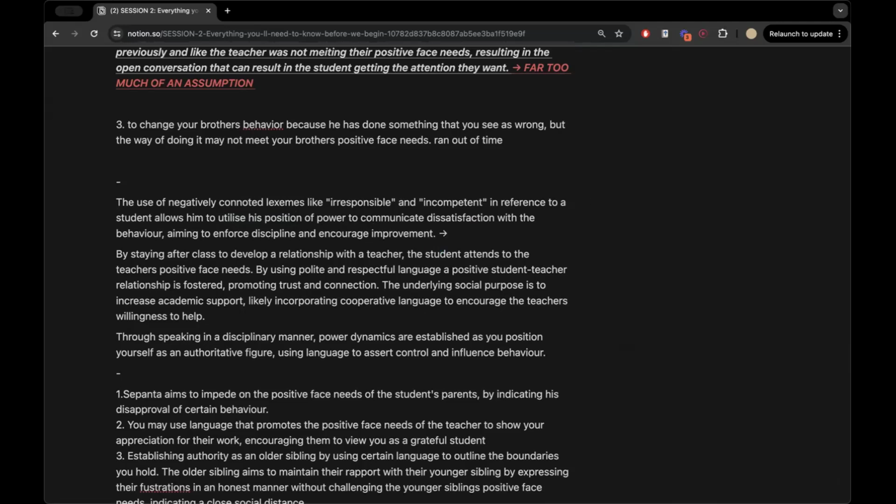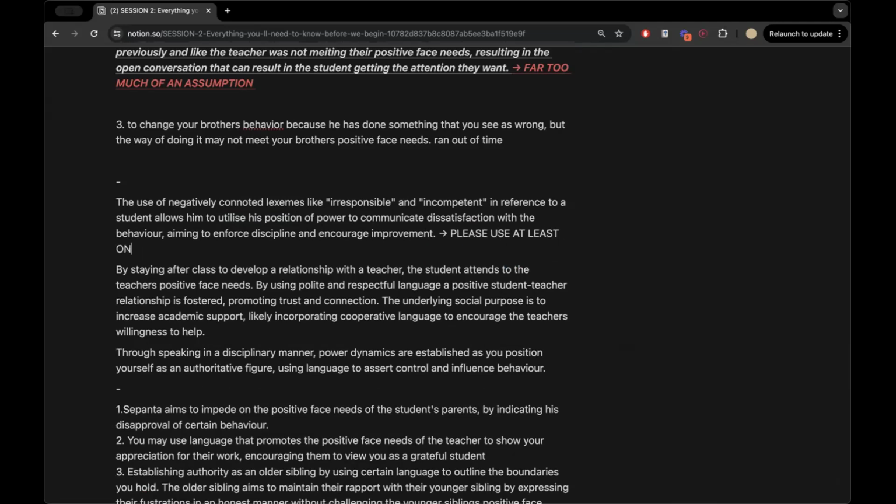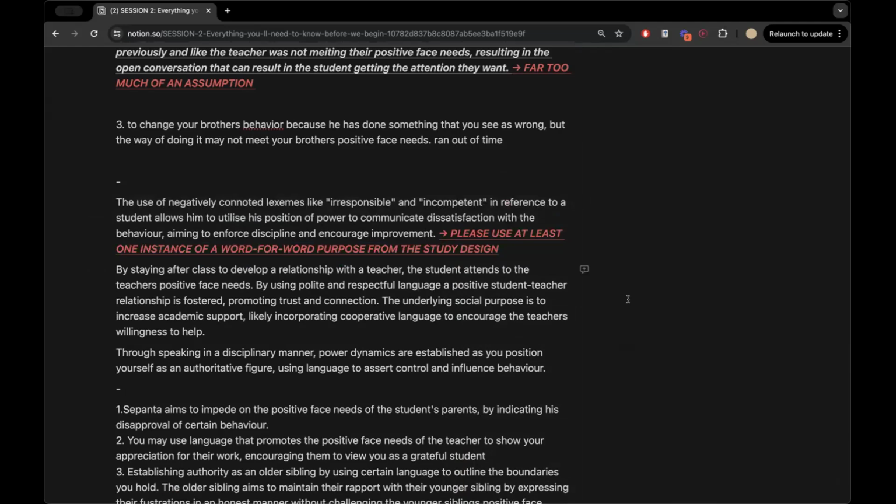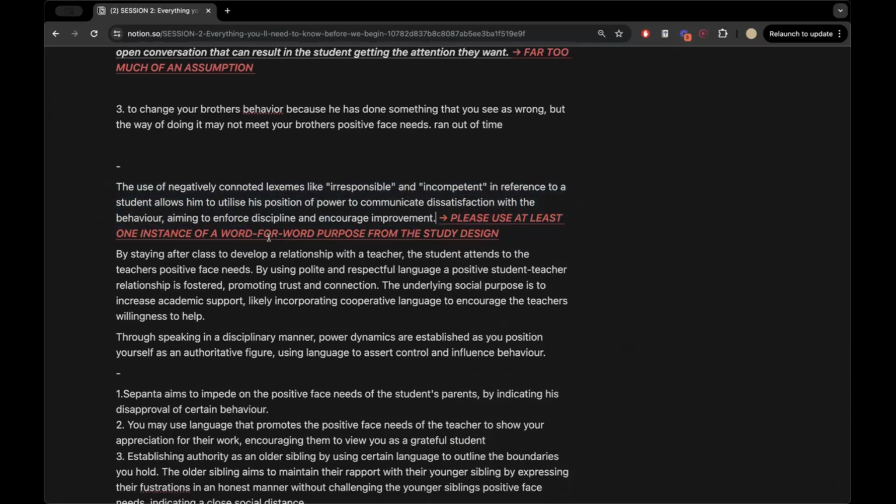What I would have preferred, though, is please use at least one instance of word for word purpose from the studies. Just one instance of a word for word purpose, right? This is really good, but I needed you to tell me something about negative face needs. It's a requirement to get full marks on this little section. And it would be the same on short answer, and it would be the same on the AC.